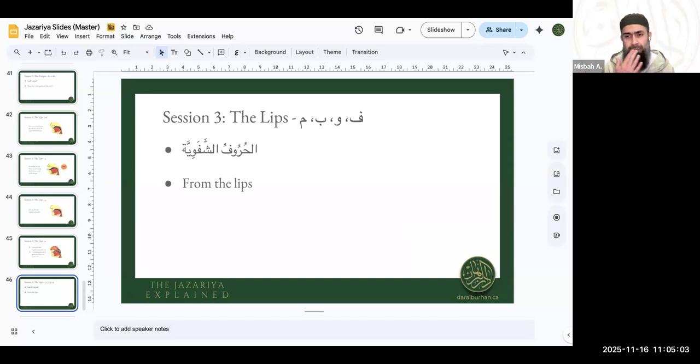The shafawiyya, the lips, labial letters, you can call them, from the lips. Easy to remember, okay?